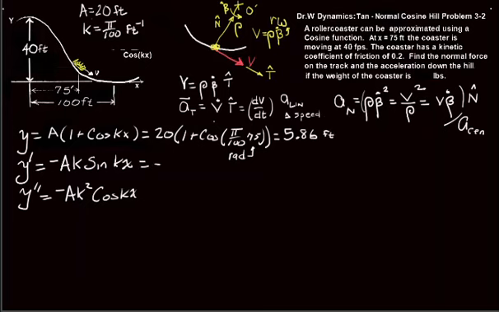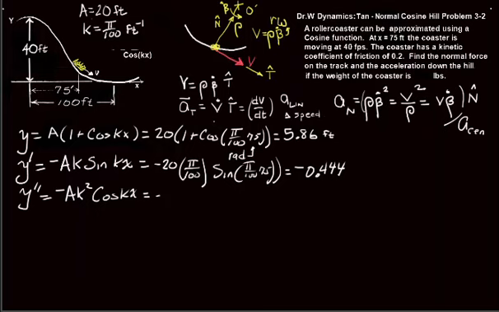And y prime will be minus 20 pi over 100 sine of pi over 100 times 75, which will be negative 0.444. And this would be feet per feet, so it's unitless. And keep in mind that y prime is not velocity. It's not a time derivative, it's a spatial derivative. So it's feet per feet.